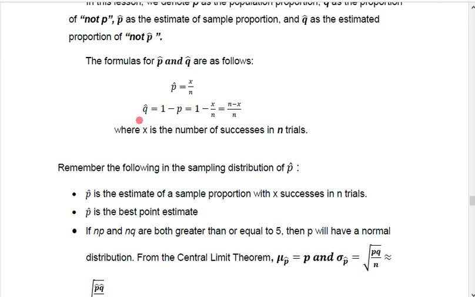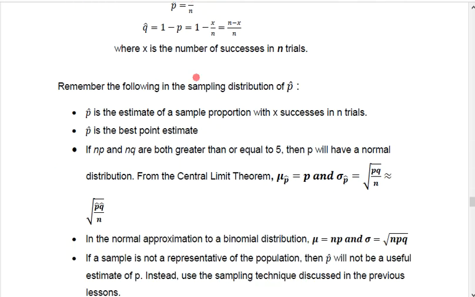The formula to compute for the Q hat is 1 minus P hat. So, ibig sabihin kung ano yung natira ni P, that is Q. Okay? Kasi, di ba, minus yung 1 kay P. Okay? Or that is 1 minus X over N. Is also equals to N minus X over N.